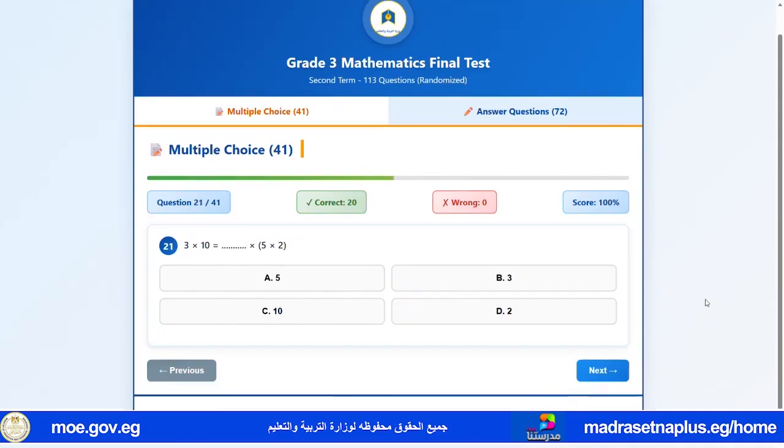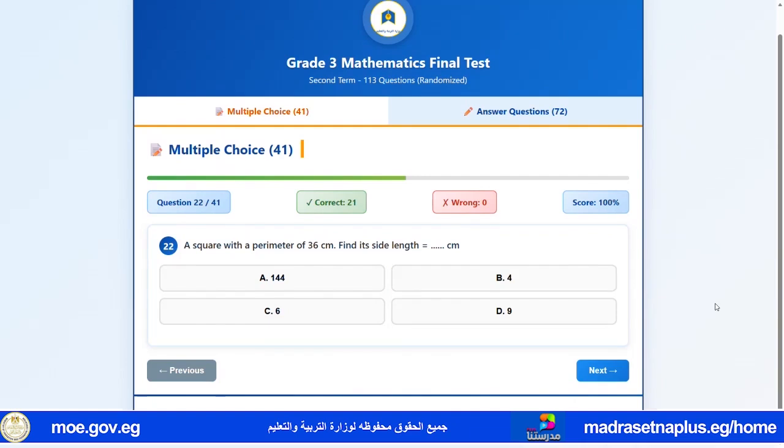3 times 10. Let's use what? Distributive property. Distributive property means that let's split. As we split 10 into 5 times 2. So the missing number is what? Is 3. Yes, good. 3.